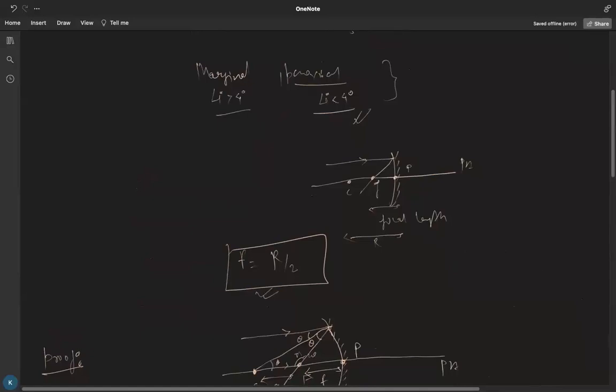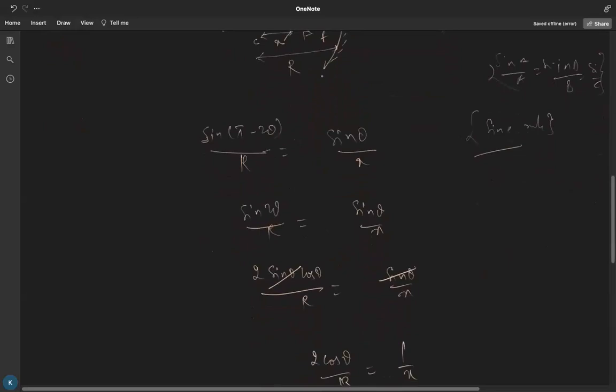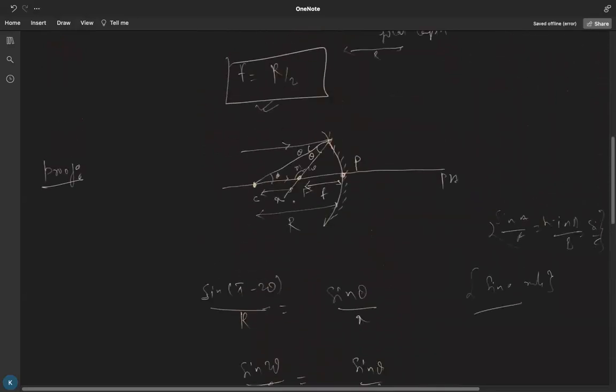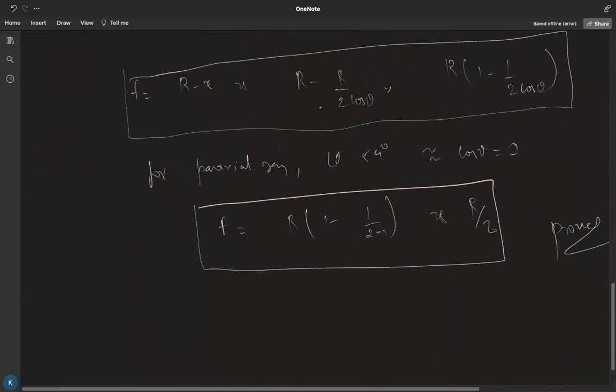So what I'm going to take is a concave mirror. You can also take the convex mirror as well, right? And then what I do here is, I take the sine rule, which is sine A by A is equal to sine B by B is equal to sine C by C. And then I'm finding x, which is the distance between F and C. But we have to find the focal length, which is the distance between the pole and the focus. So it will be R minus x. So when you do so, it will be R minus R by 2 cos theta.